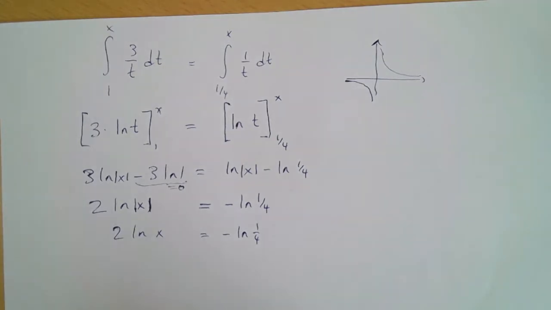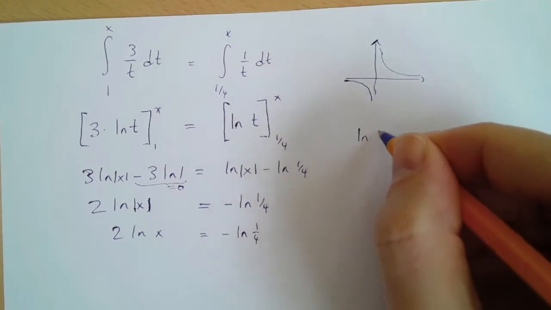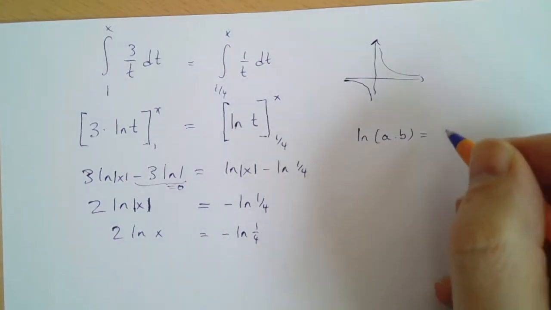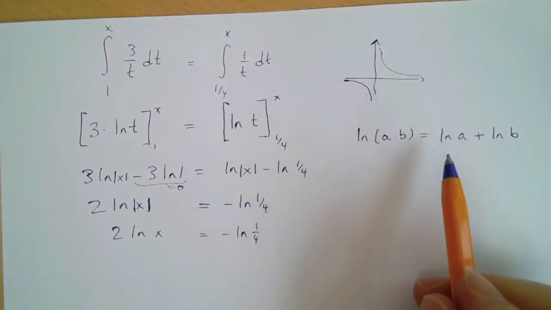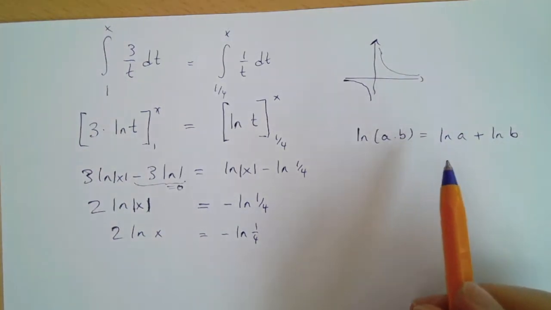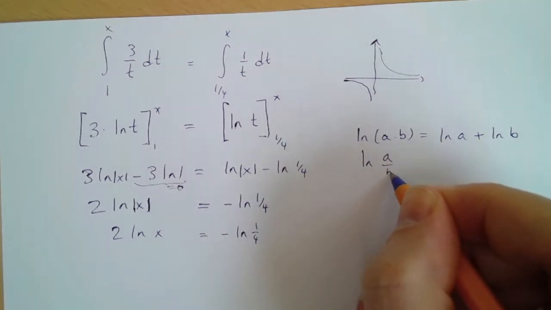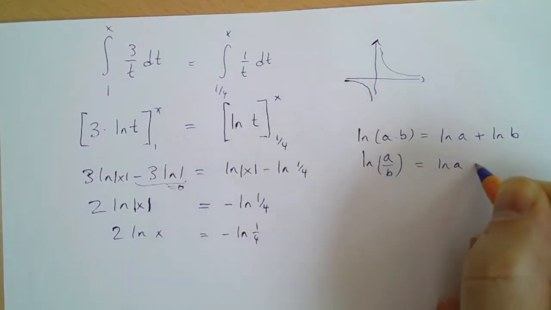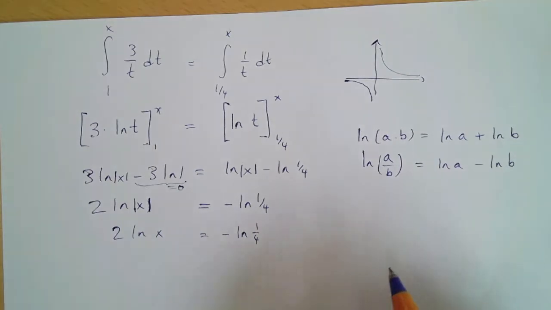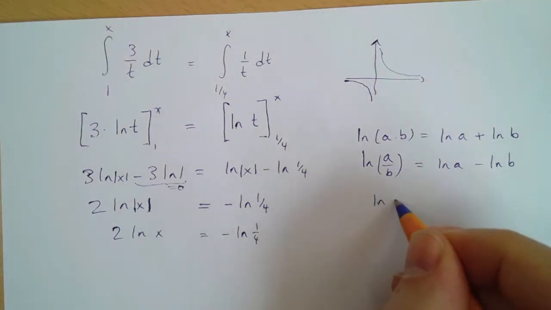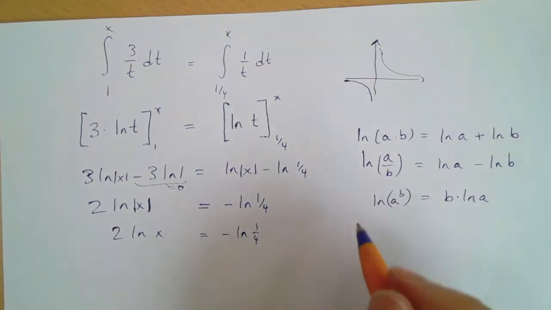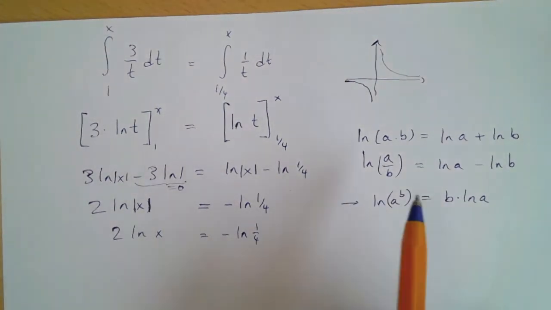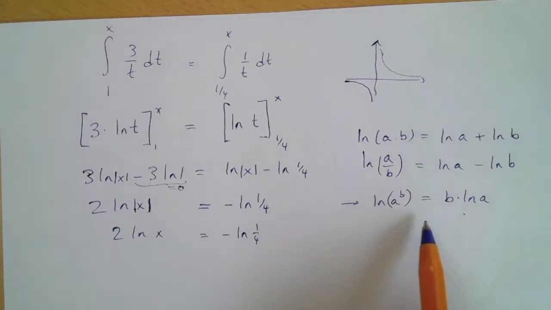And here we need to use properties of logs. One of them is ln of a times b equals ln of a plus ln of b. We'll use this again in a few minutes in another exercise. Ln of a over b equals ln of a minus ln of b. And finally, ln of a power b is b times ln of a. And that's the one we're interested in right now, used from right to left.